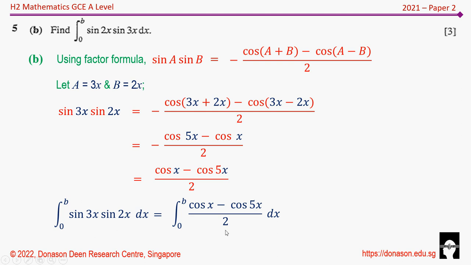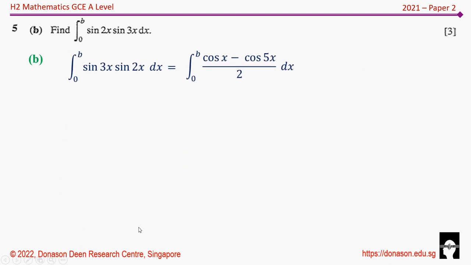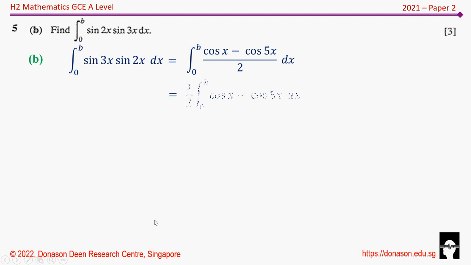Now this 2 is basically a constant, so we can pull it outside the integration symbol in the next step. So this is going to become half, only the numerator exists, right? So cosine x minus cosine 5x, and of course you can see that this is very easy to integrate. So we have got the half outside.